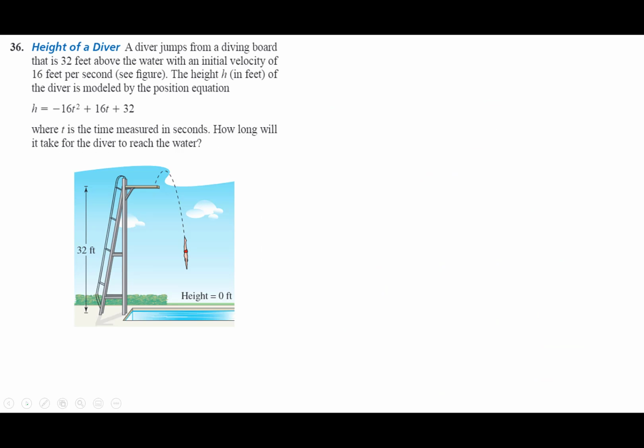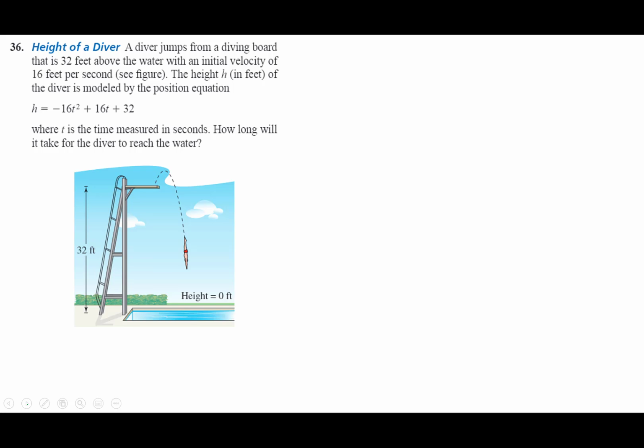This one says a diver jumps from a diving board that is 32 feet above the water with an initial velocity of 16 feet per second. The height in feet of the diver is modeled by the position equation h equals negative 16t squared plus 16t plus 32, where t is the time measured in seconds. And here's the question: how long will it take the diver to reach the water?